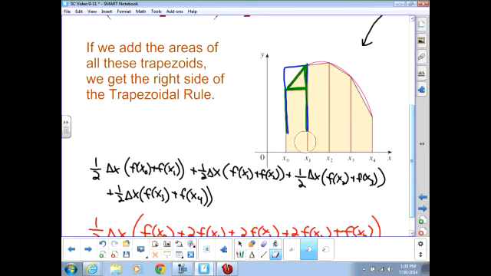And here is why you could get your formula from thinking of it as trapezoids. Well, each base here is delta x. That's why we have the delta x out front.